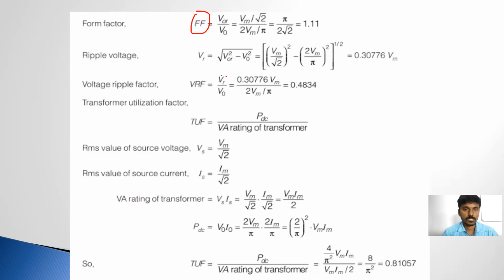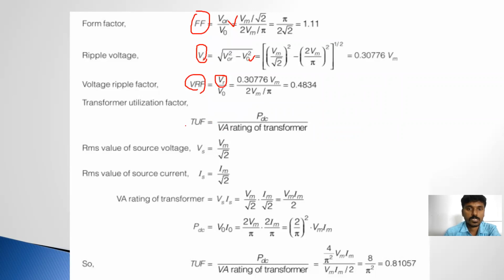VR is nothing but the ripple voltage. We can find the ripple voltage like this: V0RMS means the RMS value of the load voltage, V0 means the average output value of the load voltage. VR is the square root of V0RMS square minus V0 square. So we can find the ripple voltage VR, and VR upon V0 gives the voltage ripple factor.